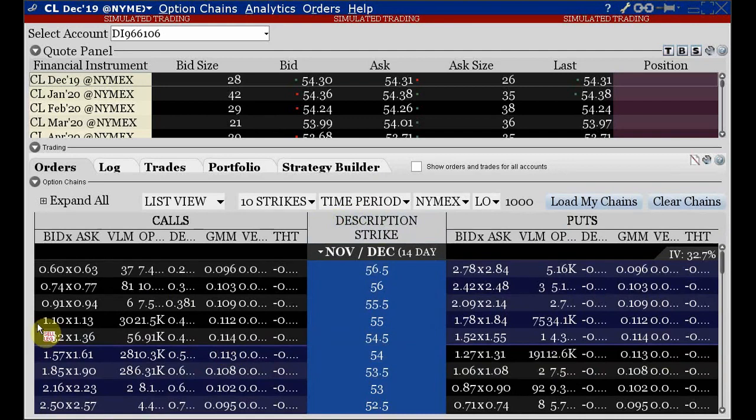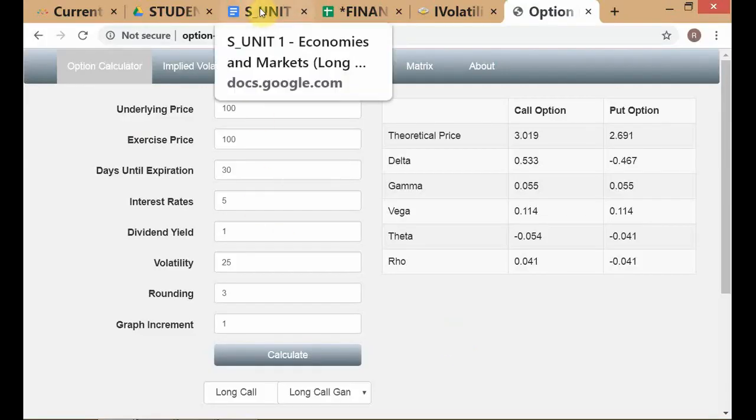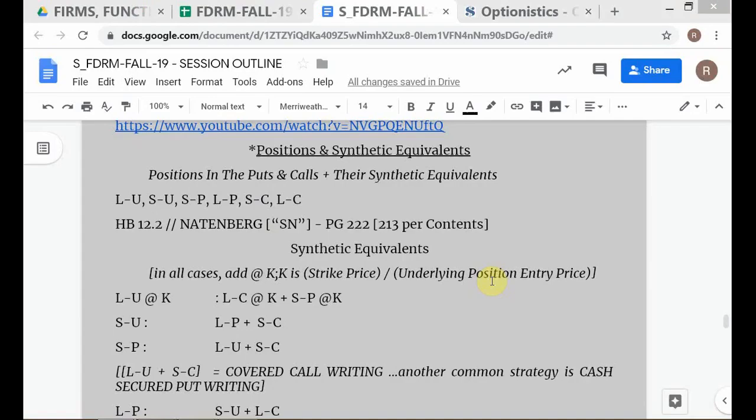All right, so you can see all these. The point is that you can observe these prices in the market. What is the price of a call and what is the price of a put, and you look at the net cost of doing it.